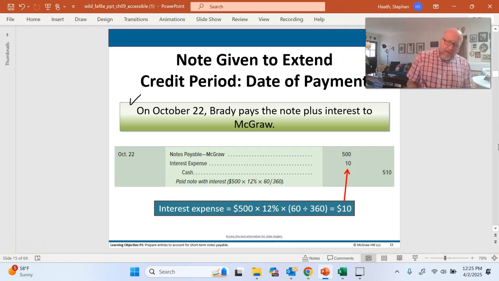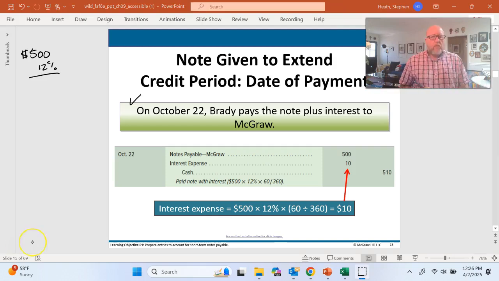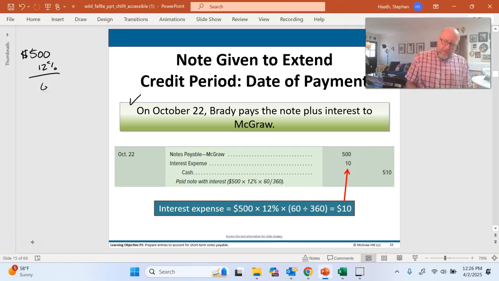So look, we had a $500 note payable, and it was subject to 12% for an entire year, right? 500 times 12% is $60. But that's an annual number, right? Every time we see the interest rate, it's always an annual number. So we need to then convert 60 to a partial year, and our treatment is always 60 over 360.